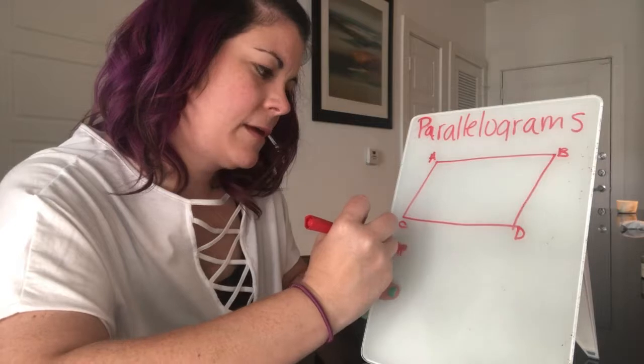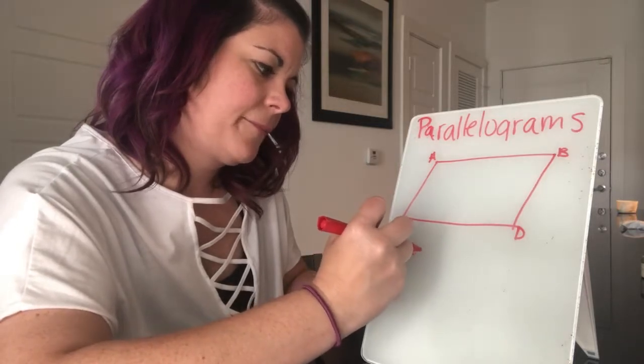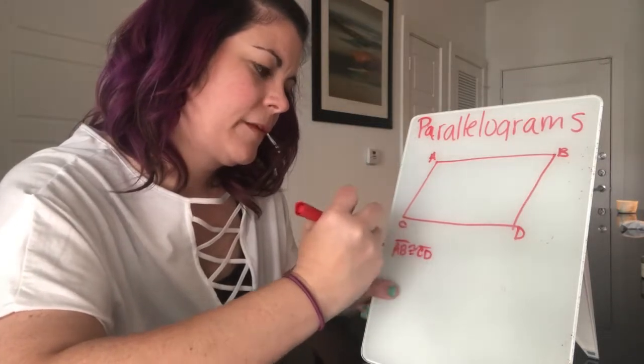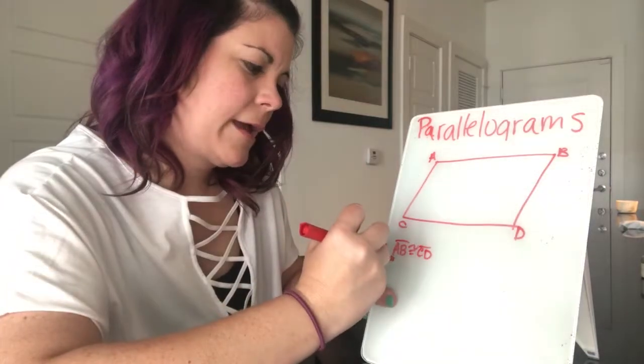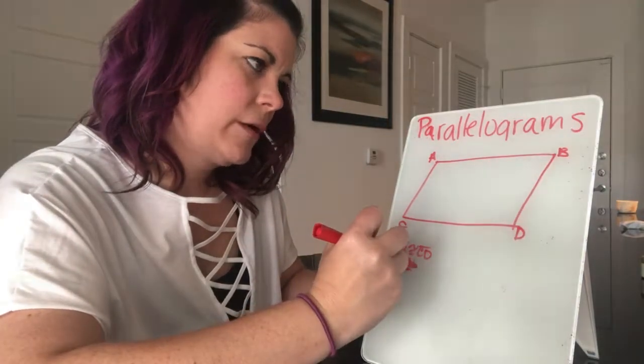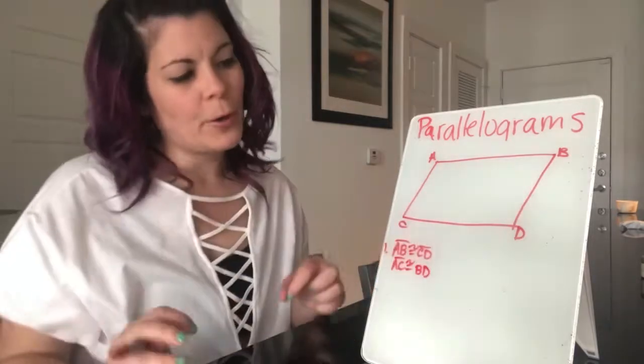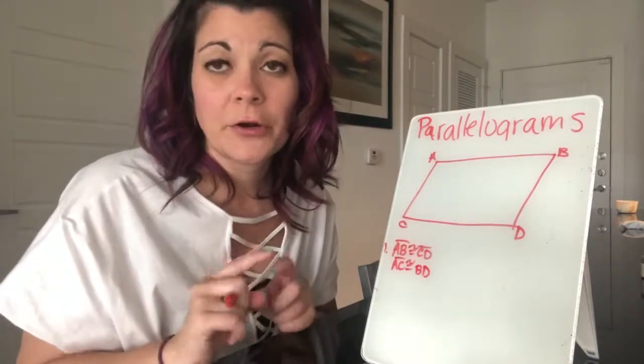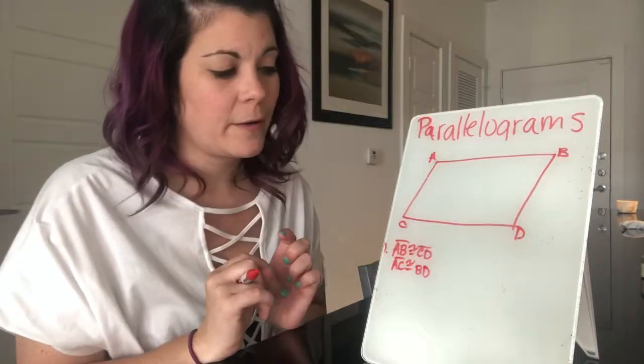So if AB is congruent to CD, so this is theorem 1, and AC is congruent to BD, if both pairs of opposite sides are congruent, then it is a parallelogram.